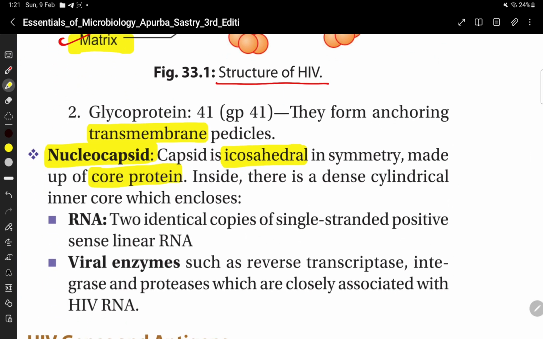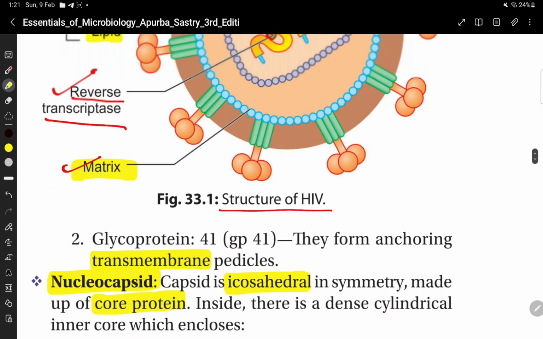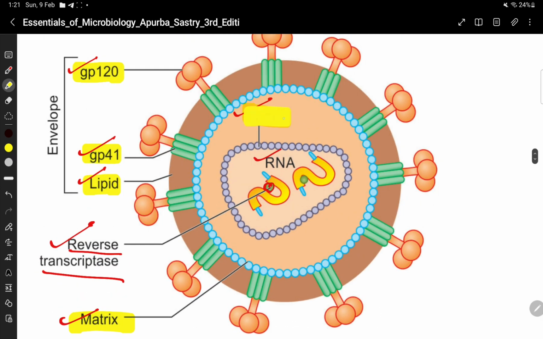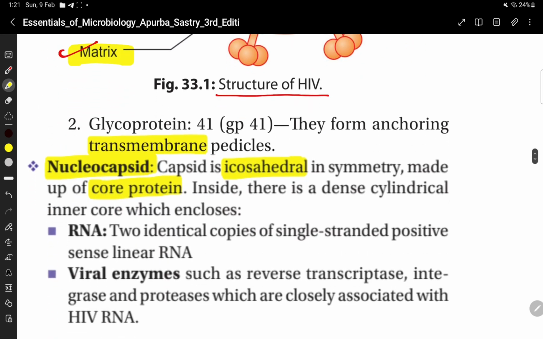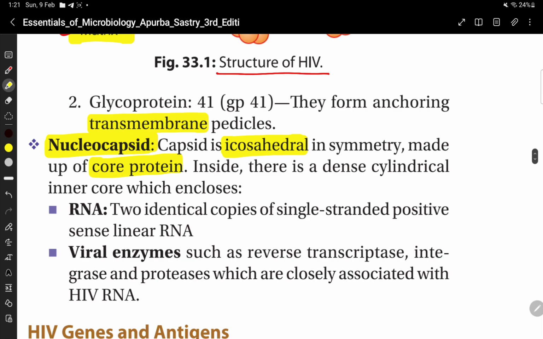The capsid is made up of the core protein. This is the core protein. Okay, nucleocapsid is made up of core protein.